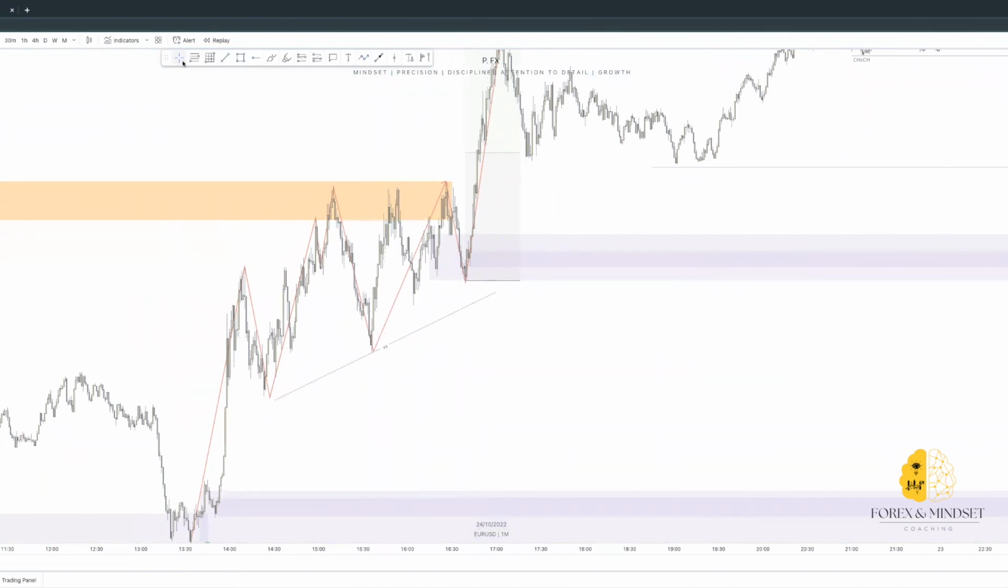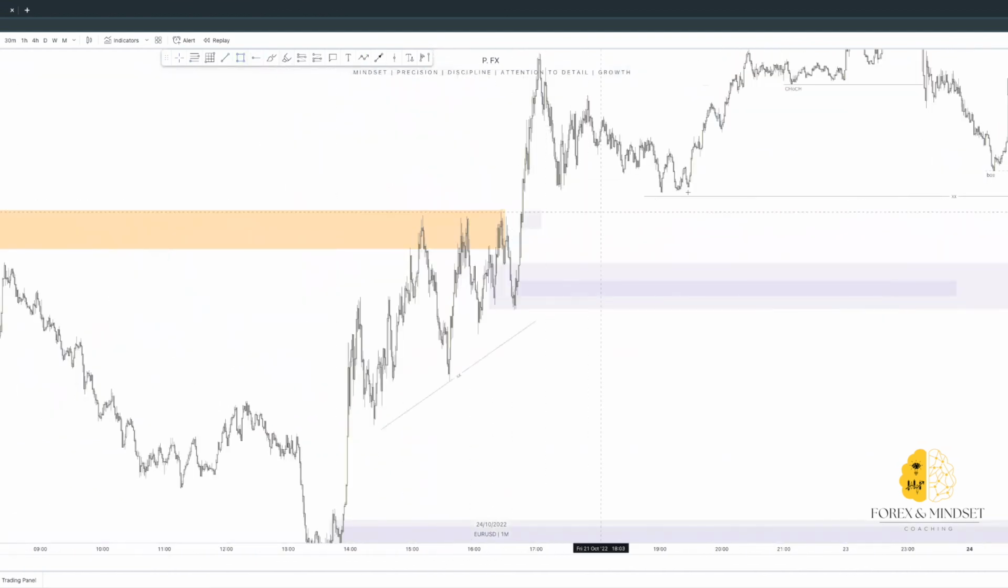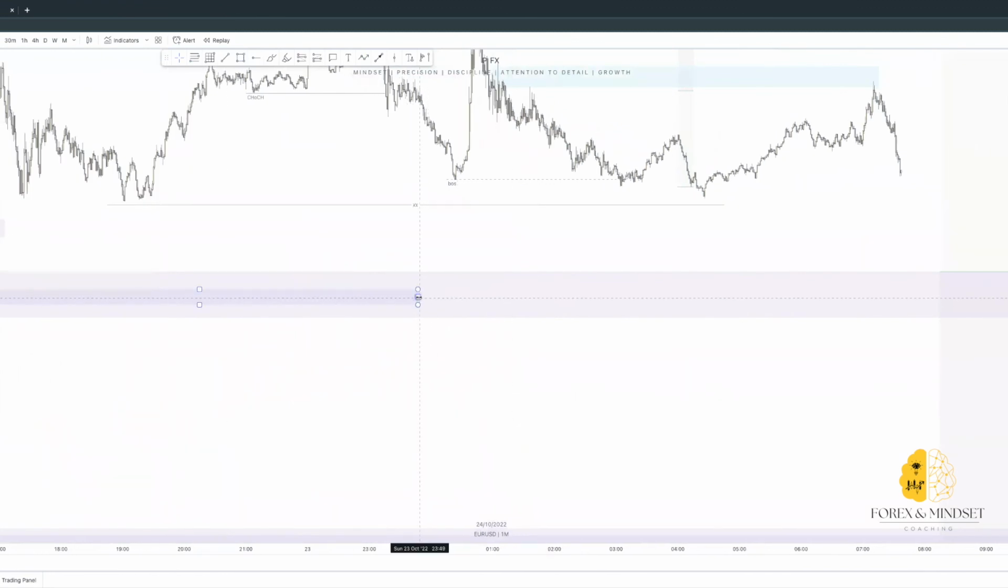Then I think, is this mitigated? Low, high? It is. And is this mitigated? It is. So everything here on 1 minute is mitigated. Okay. This is mitigated, this is mitigated. The only area that is not is this area here. I'm just going to highlight here that we may see a reaction. All right. And this is where I'll be looking to buy from.